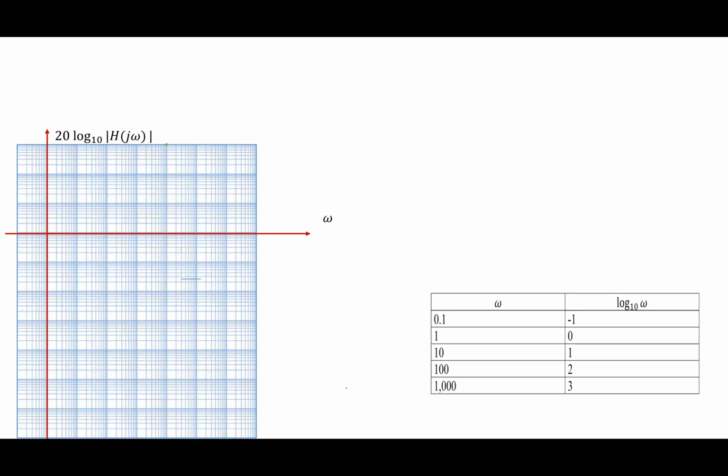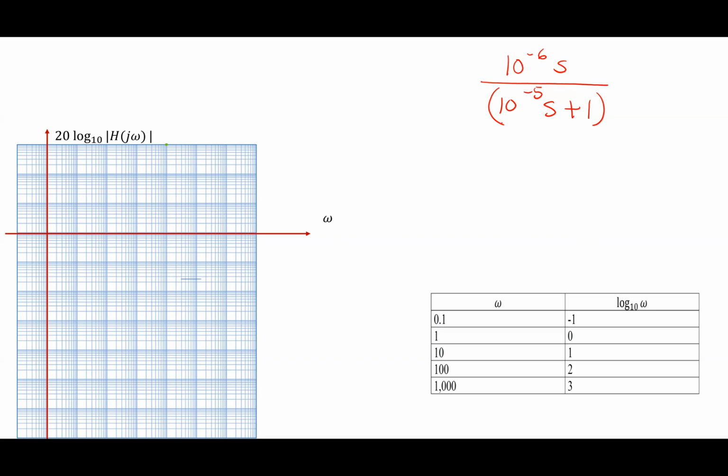Now what I want to do is step 3. Step 3 is I have to do each of the individual guys. I went through this too fast last time, so I want to go through it slowly. 10 to the minus 6 S over 10 to the minus 5 S plus 1. So I've got one pole and one zero, so I've got two individual things to draw on my logarithmic scale.